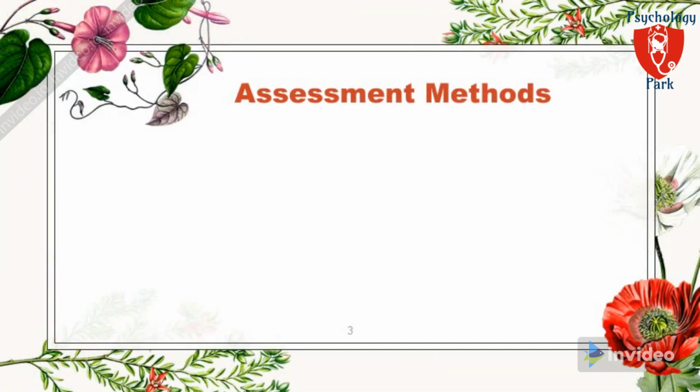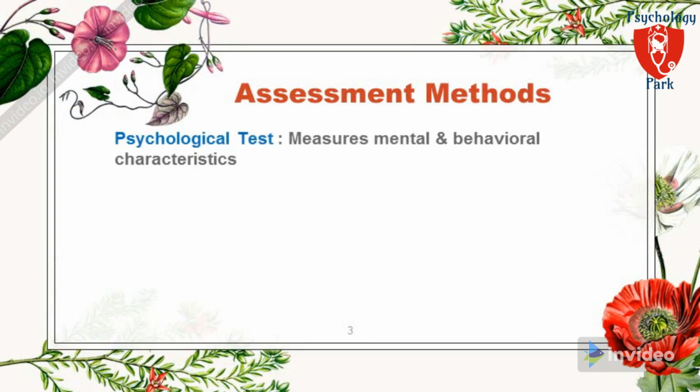There are several assessment methods in psychology, and the first one is the psychological test. It is basically an objective and standardized measure of an individual's mental and behavioral characteristics. We know what an objective test is. We have covered that in the last session. Objective tests have been developed to measure all the dimensions of psychological attributes, mainly intelligence, aptitude, etc.